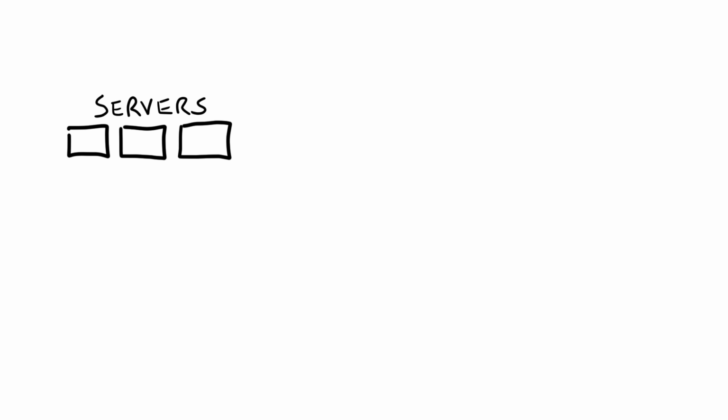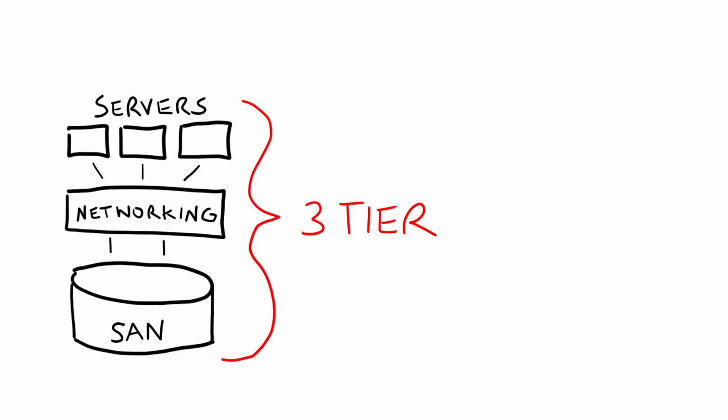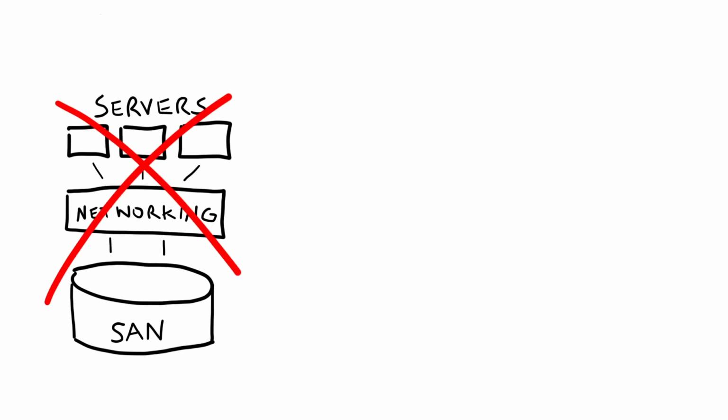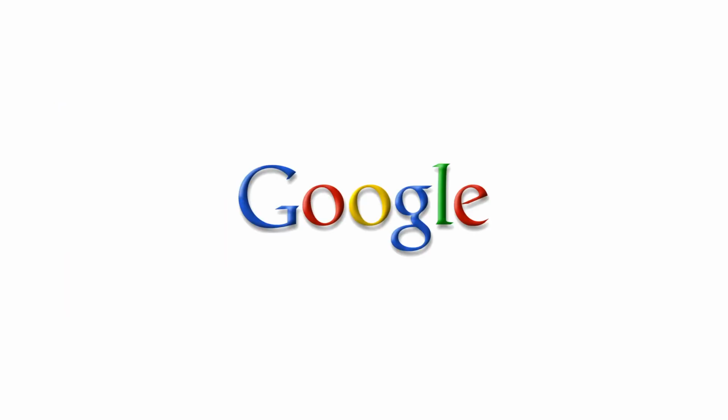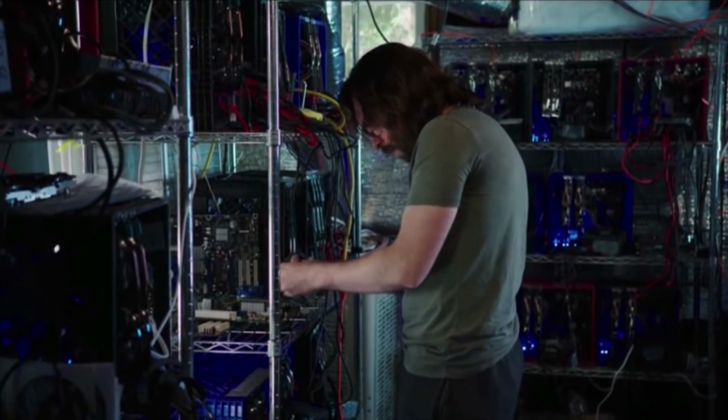All right, when we think of an enterprise data center, here's what we think of. Server, network, storage. We call this 3-tier architecture. The modern data center does not look like this anymore, and we probably have Google to thank for that. When they were building out the data center in the early 2000s, they ran into 3 major issues with this kind of architecture, and that forced them to create something better.